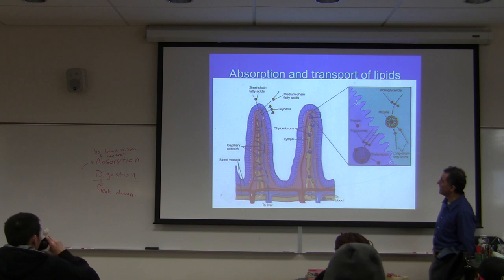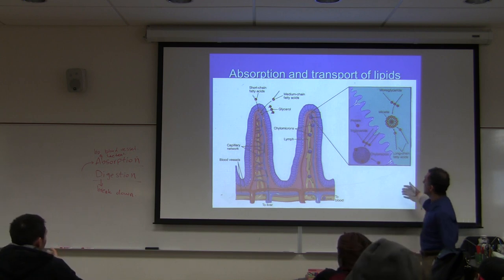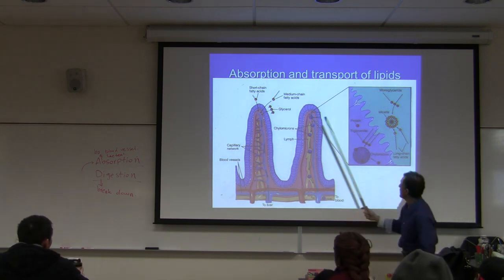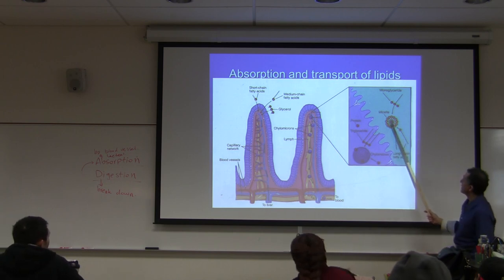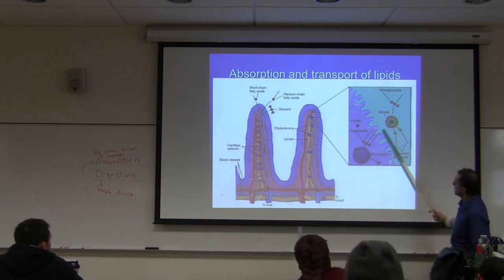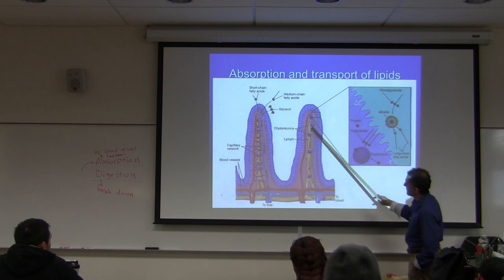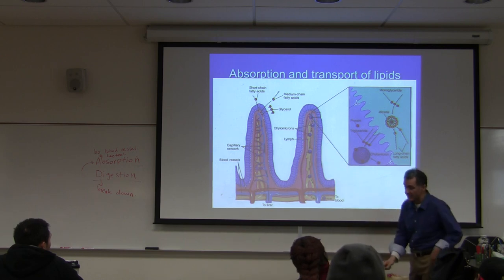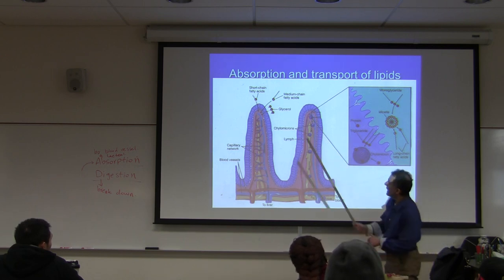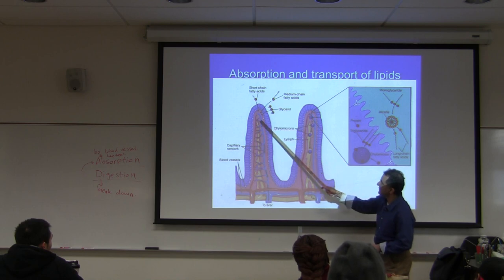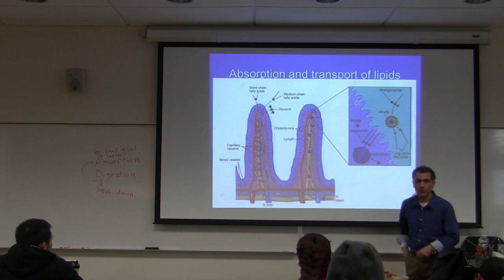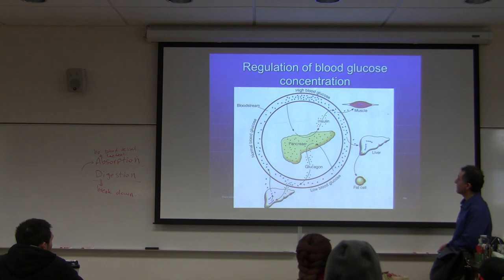Here is the fate of large fat molecules. They're packaged with protein molecules and called chylomicrons. Don't worry about this term, but the large fat molecules end up in the lacteal system. Small and medium size fats end up in the blood vessels. That's the PowerPoint showing you the fate of the fat.